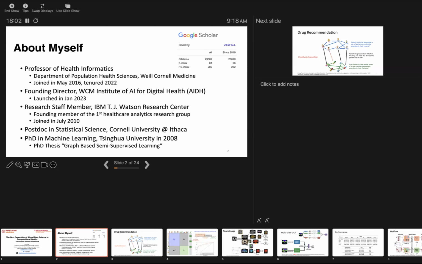I began to focus on machine learning. I used to just develop machine learning algorithms without caring about the application, and I started to focus on healthcare and medicine in 2010, where I was one of the founding members of the first healthcare analytics research group, and worked there until 2015. I joined Cornell in 2016 until now. And last year, I founded this institute.